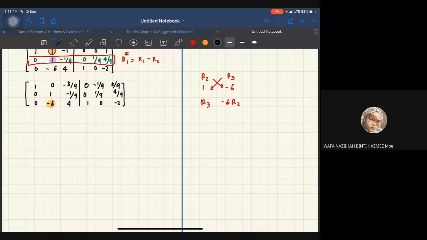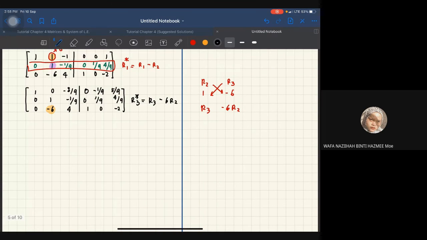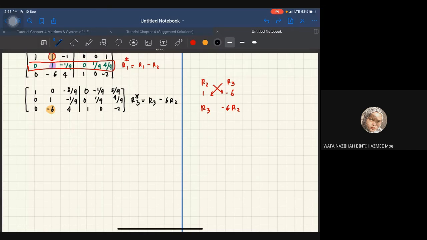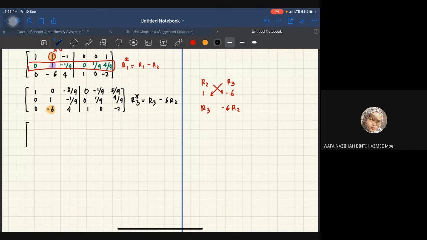And then the row yang tak terlibat is the first and second row. So we have 1, 0, negative 8 over 9. 0, negative 1 over 9, 5 over 9. Okay, and then the second row is 0, 1, negative 1 over 9, 0, negative, 1 over 9, 4 over 9.